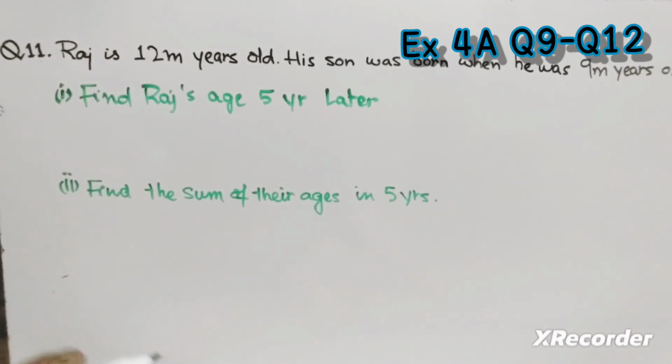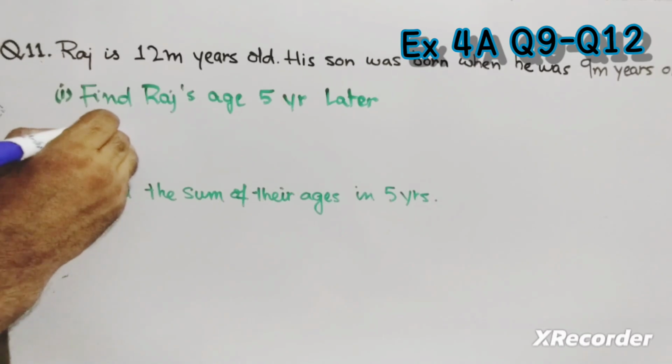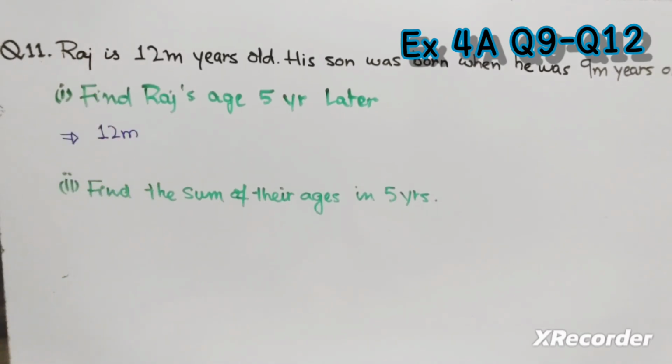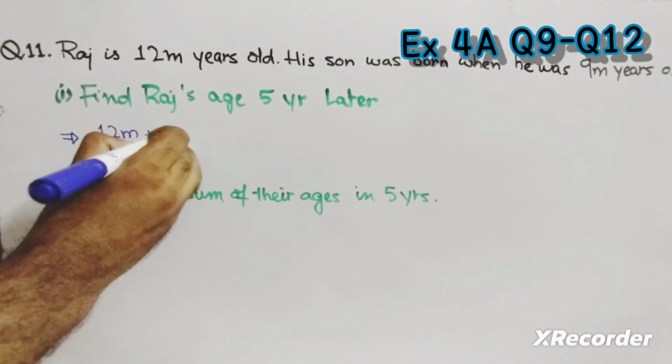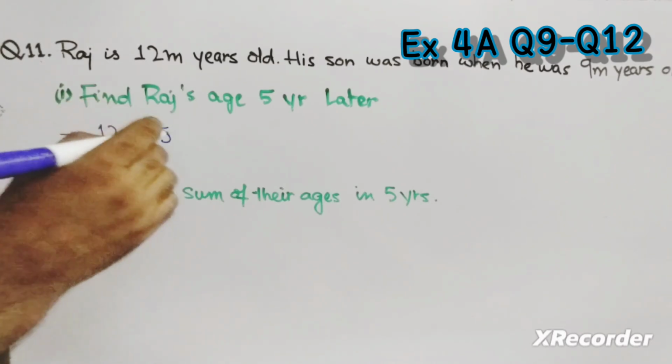Now moving to the second last question of this exercise. Raj is 12m years old. His son was born when he was 9m years old. So first of all, we have to find Raj's age 5 years later. As we are given that Raj is 12m years old now, in 5 years we just add the number 5 to Raj's original age. So it will become Raj's age after 5 years.